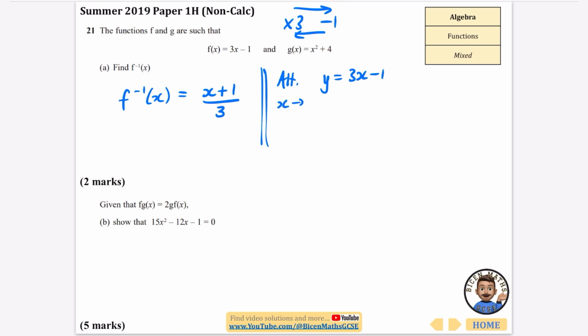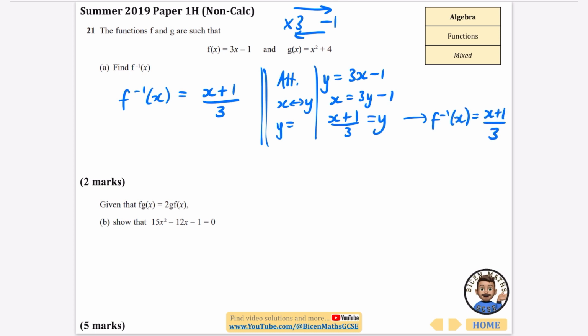You would swap the x and y values, and then you make y the subject. So x equals 3y minus 1. I'm then going to add the 1 and divide by the 3, and that tells me what y is equal to, which therefore tells me that the inverse function of x is what we have on the other side, which is x plus 1 over 3.